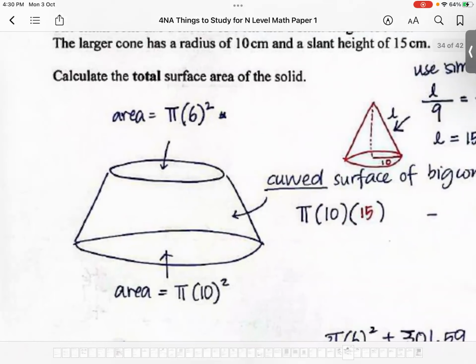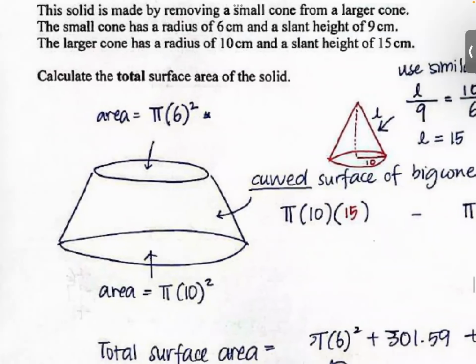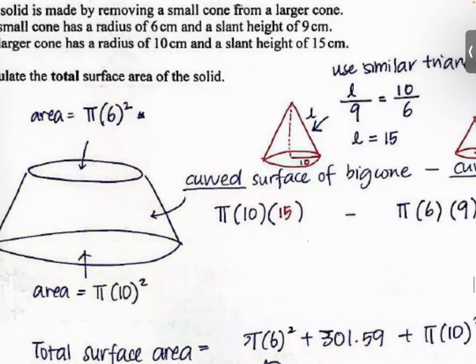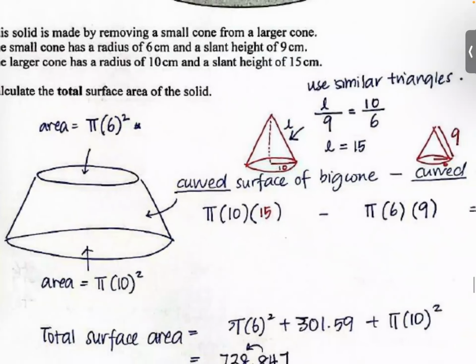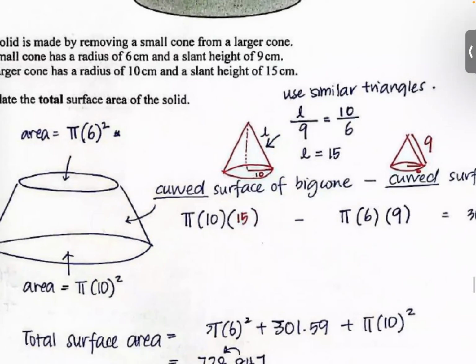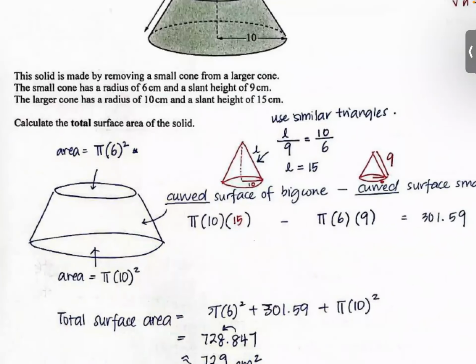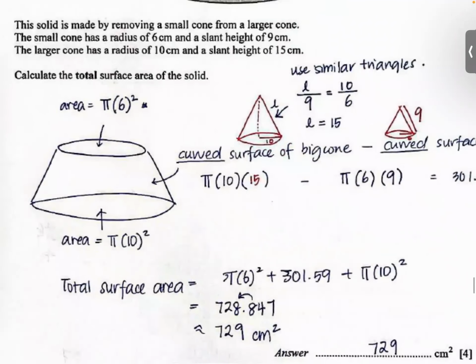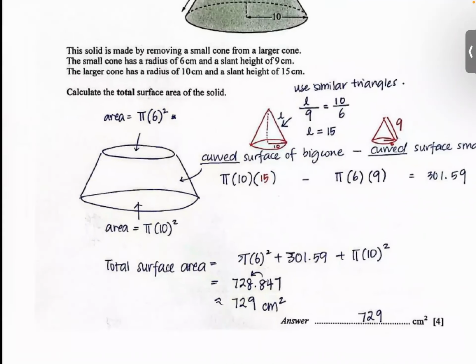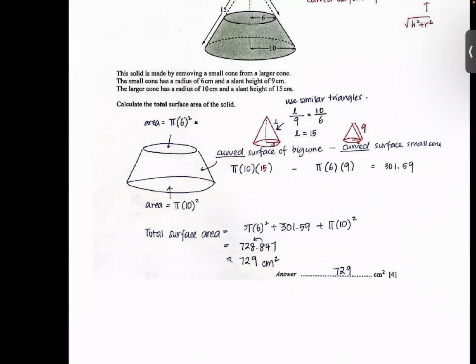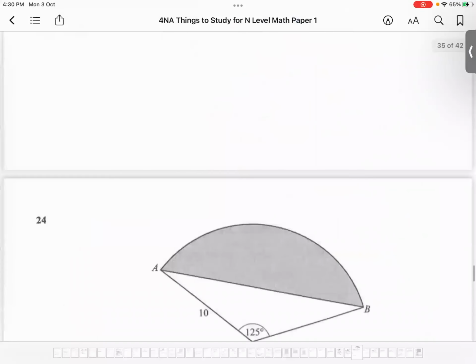Area of the small circle, area of the big circle, plus this curved surface area. Curved surface area of a cone is pi r l. Big cone minus away the small cone, the curved surface only, not the total surface area, okay? So curved surface of big minus the curved surface of small. Then you add the circles.